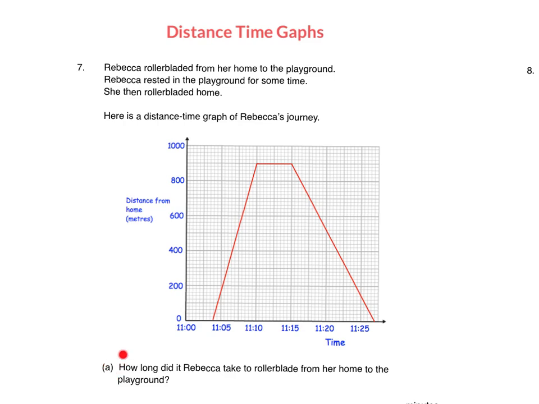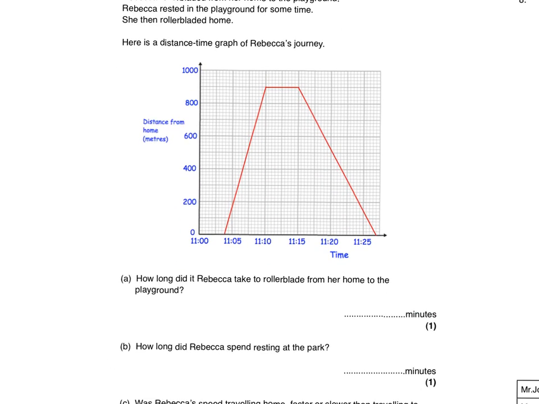So question A says, how long did it take Rebecca to rollerblade from her home to the playground? So this is her home, and this is the playground. So I can say that these are going up every 2 squares with 1, so 11:04 until 10 past 11. So I'm going to say that was 6 minutes.